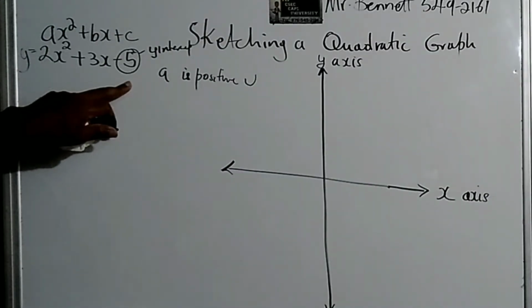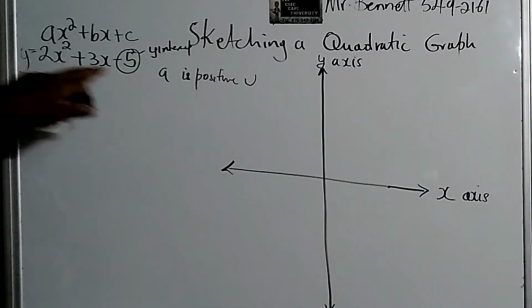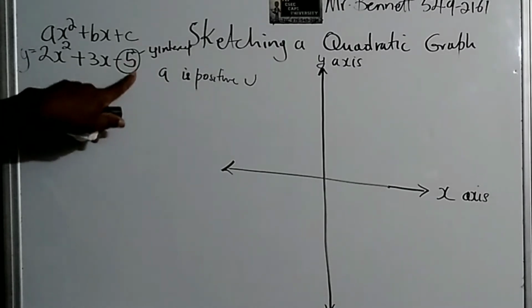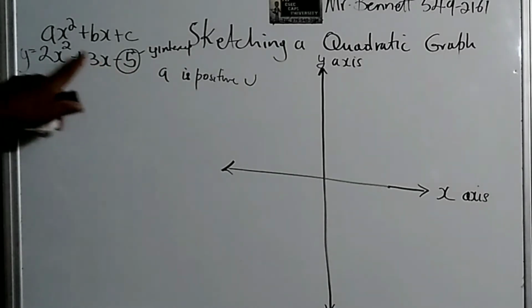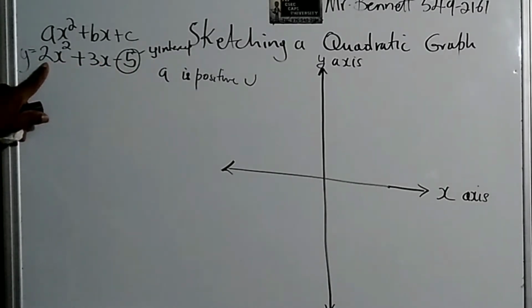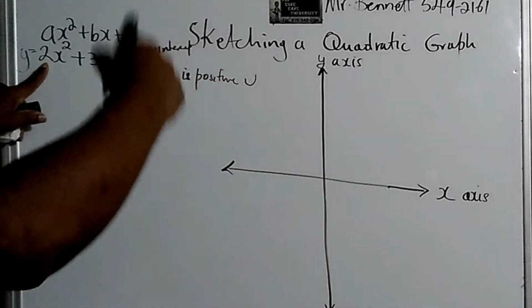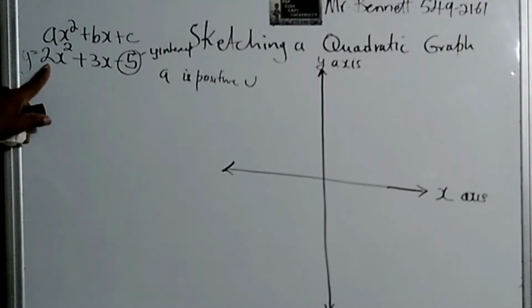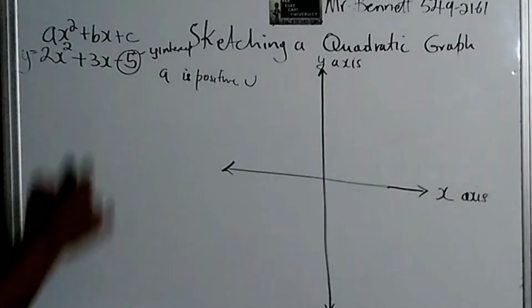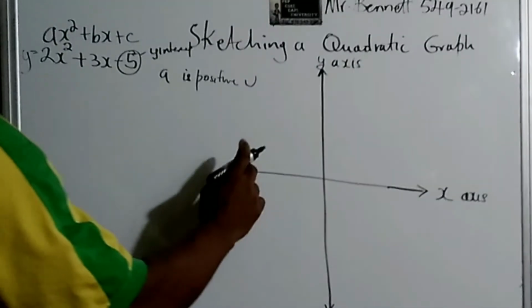So already we know two things. By looking at the graph alone, we know two things. One, we know the y-intercept, and by looking at a, if a is positive, it turns up. If it's negative, it turns down. Now what we need to know now is where it touches the x-axis. And for that, we just equate it to 0, because remember, this is the line y equals 0. So let us do that.